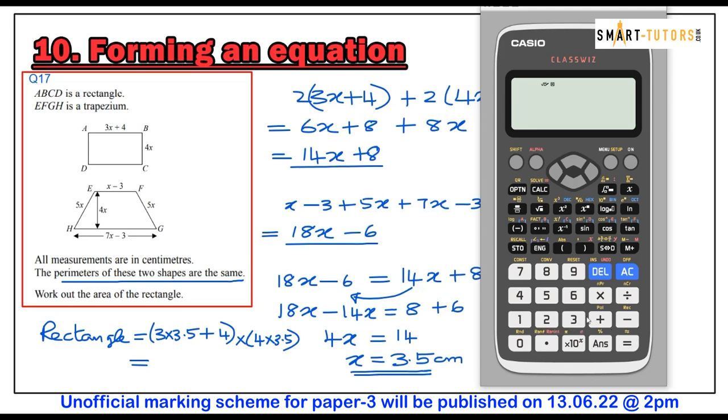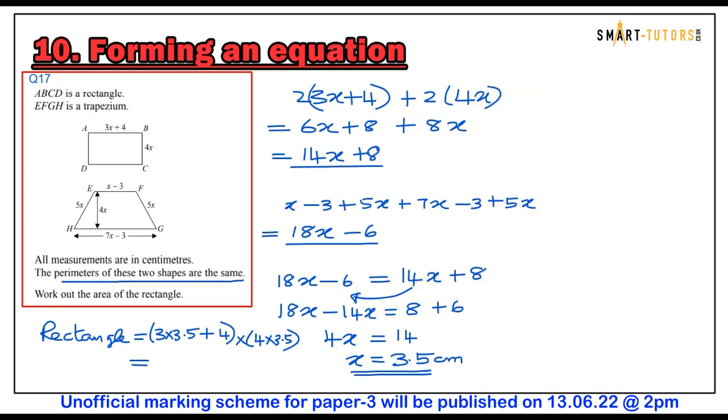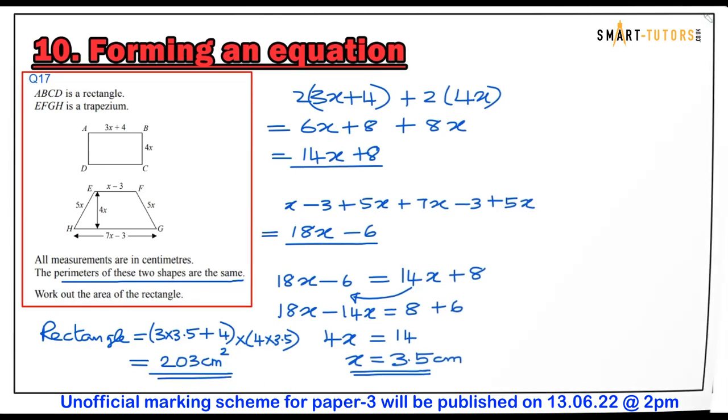So be careful with the wording. So 3 times 3.5 plus 4, and that is the answer. 14.5 is the length, multiplied by 4 times 3.5, and that answer comes to 203 centimeters squared. So it's a calculator paper. You are more than happy to use the calculator to get the answer. So that is the end of topic 10.